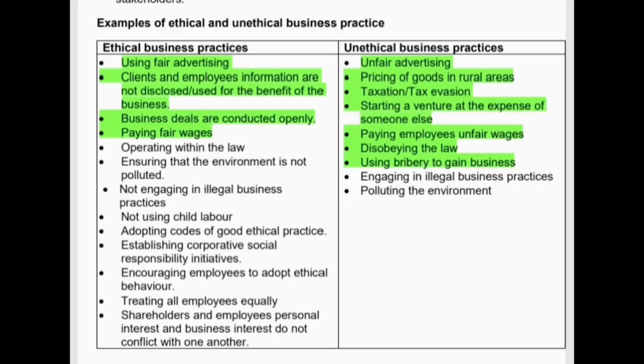And then we also talk about taxation or tax evasion. That means it is unethical business practice. Now we move to the last example of unethical business practices: using bribes to gain business. That's also unethical.